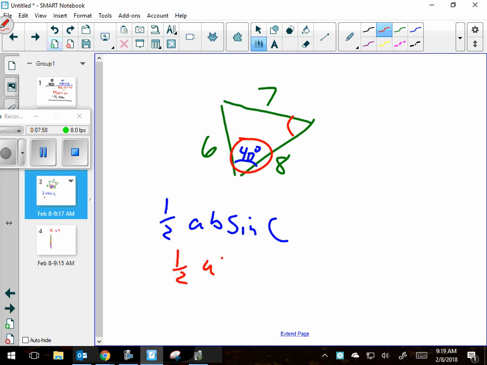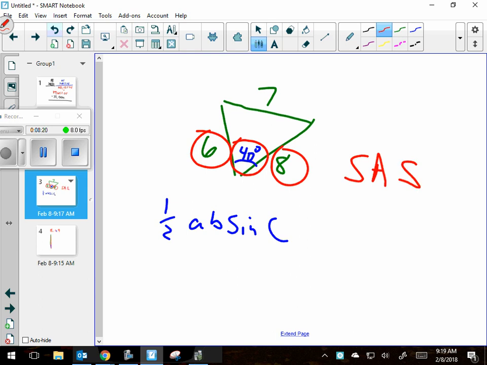And that brings up the point, what are A and B then? They have to be 6 and 8. Because if this one's C, the other two have to be A and B. Another way to think of it is, this is one of those side angle sandwiches again, where I've got this and the angle, SAS, I have side angle side. Whenever you have a side and an angle on the side, then you can use this formula.